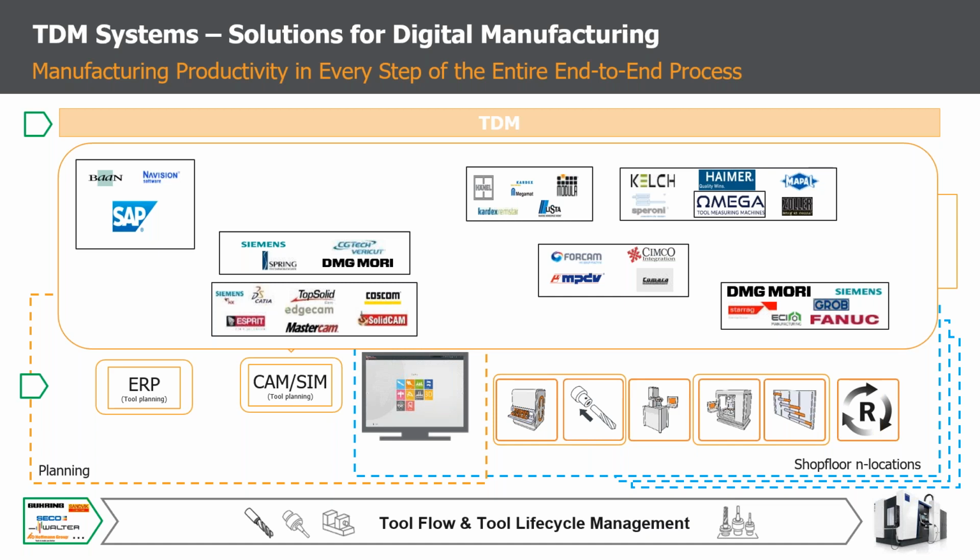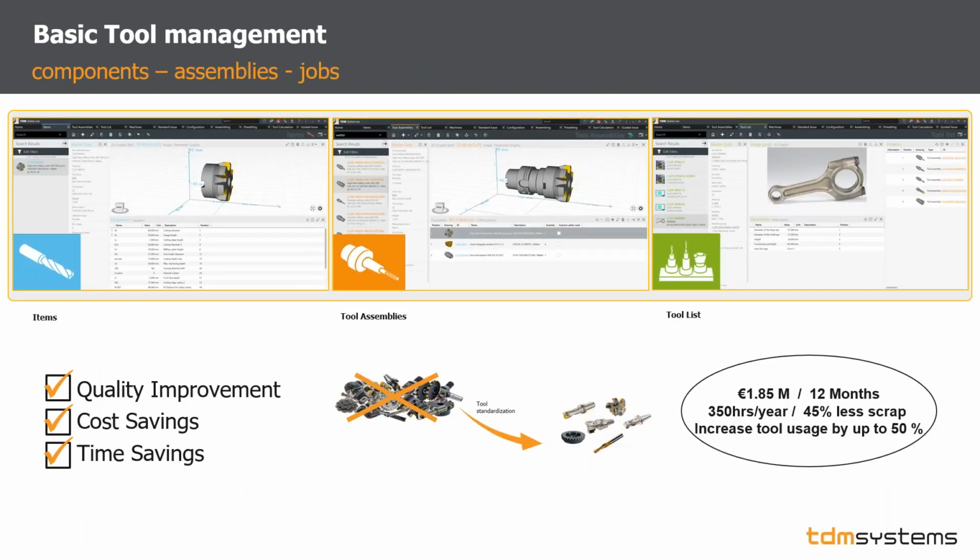Then it's a little bit easier to follow. In a nutshell, a tool management system manages items, components. Then those items and components are built into tool assemblies. And those tool assemblies can then be used in a CAM system to do your programming. And the output is a job, a tool list, kind of the list of tools with a bill of material which you need for a certain part.